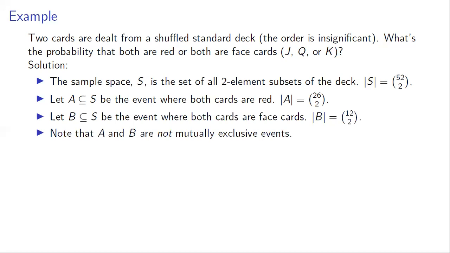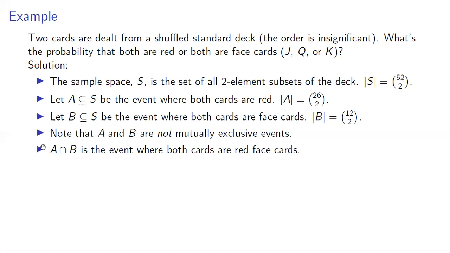Now note that A and B are not mutually exclusive events, because there are many different ways for us to have a group of 2 cards that are both red and both face cards. So there is overlap between A and B. In the course of solving the problem, we're going to need to deal with the intersection because of the formula that we're going to use in a minute.